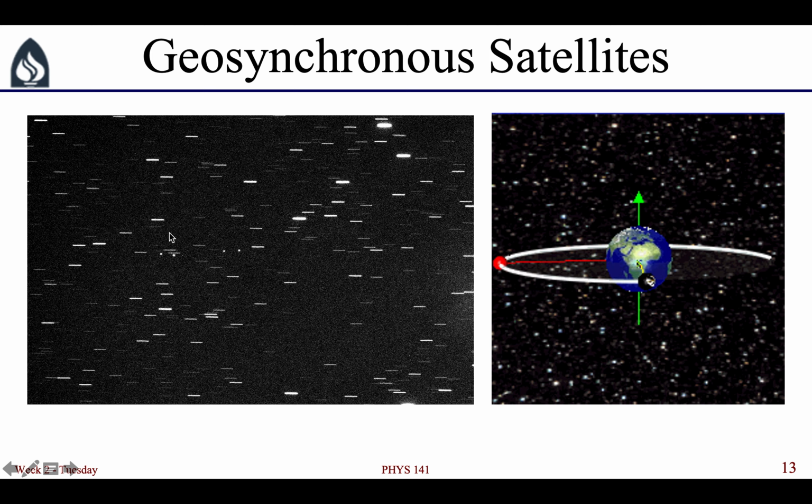This is a time-lapse photograph where someone has pointed a camera at the sky and opened the shutter of the camera for a long period of time, probably an hour or two. You can see that as the Earth rotates, the stars become streaks because their position in the sky changes as the Earth rotates. However, the geosynchronous satellites appear always in the same location because their locations are fixed with respect to the surface of the Earth.